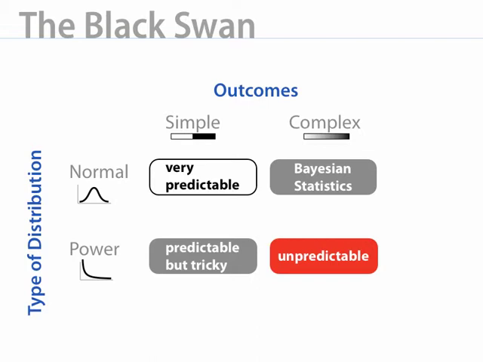The important thing to understand is that anything governed by a power law distribution with a complex outcome cannot be modeled and is beyond the realm of statistics. I'll use examples to understand these quadrants.